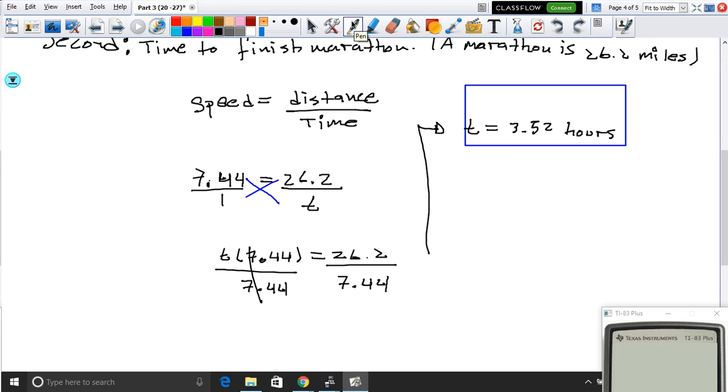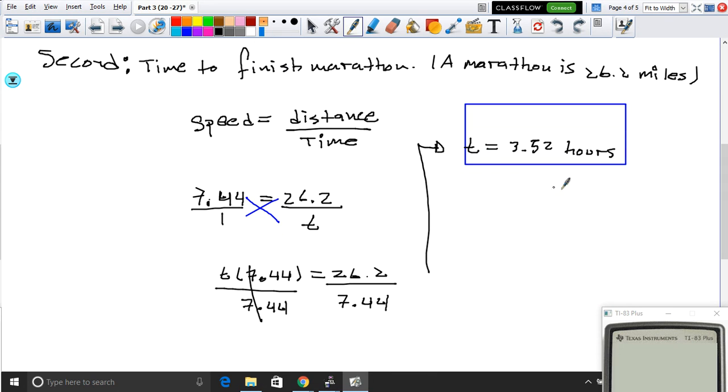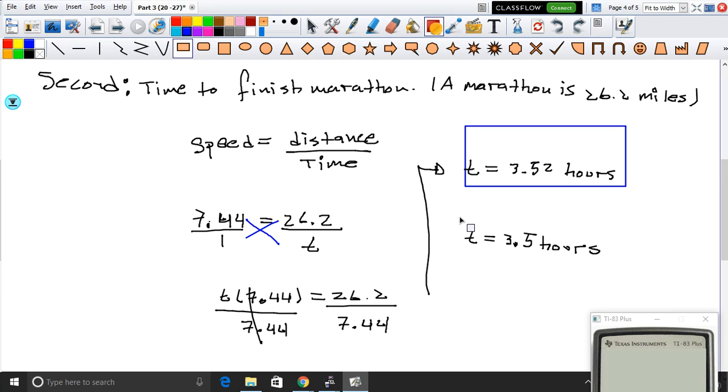Perfect. But notice here that it does say round your answers to the nearest tenth of an hour. So it's not 3.52, because we want it to the nearest tenth of an hour. Then the time is just 3.5 hours. And again, I apologize for the pen. I don't know why it's not responding correctly. All right, but this is the final answer here.